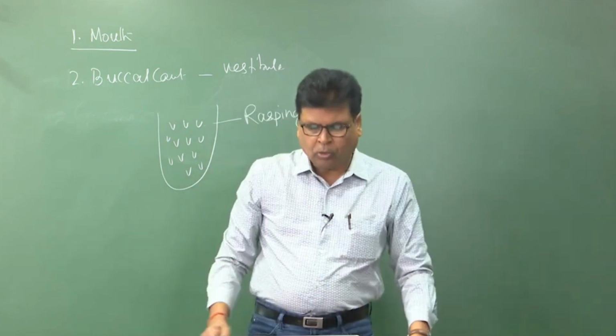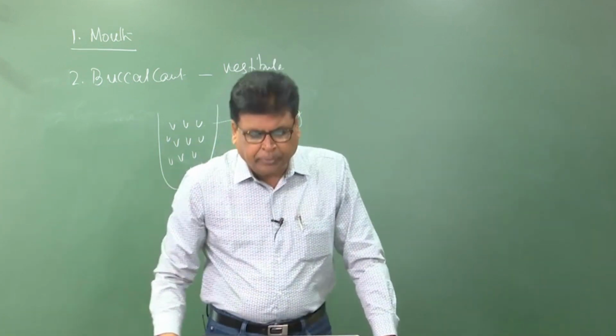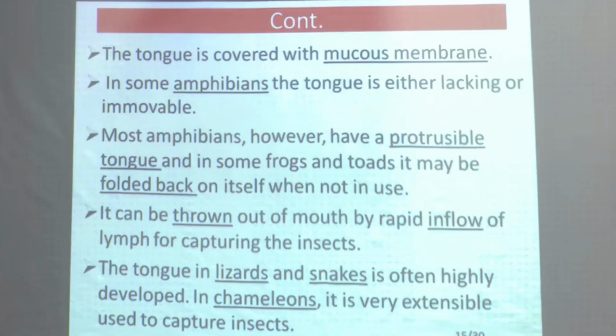Okay. So what I am telling, most amphibians however have a protrusible tongue, and in some frogs and toads it may be folded back on itself when not in use. It can be thrown out whenever it is used. It can be thrown out of the mouth. It will be thrown out of the mouth by rapid inflow of the lymph for capturing the insect.